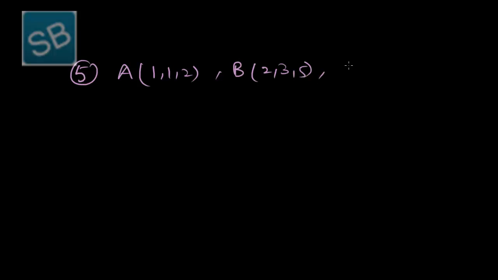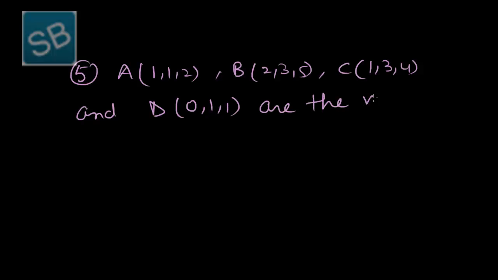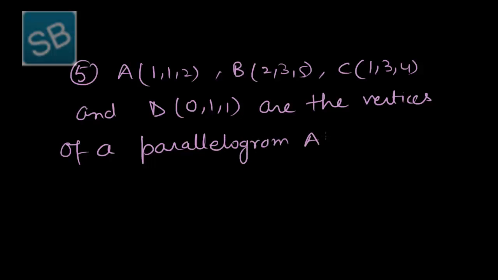Now the next problem is: A is (1, 1, 2), B is (2, 3, 5), C is (1, 3, 4) and D is (0, 1, 1) are the vertices of a parallelogram ABCD. Find its area.